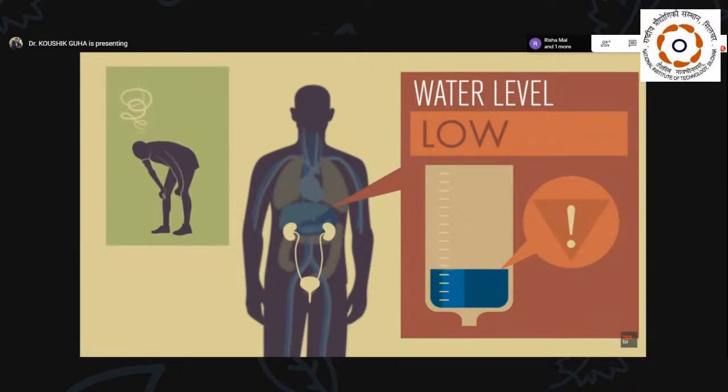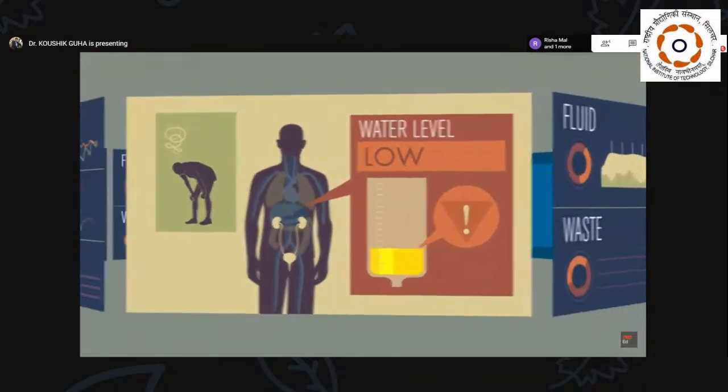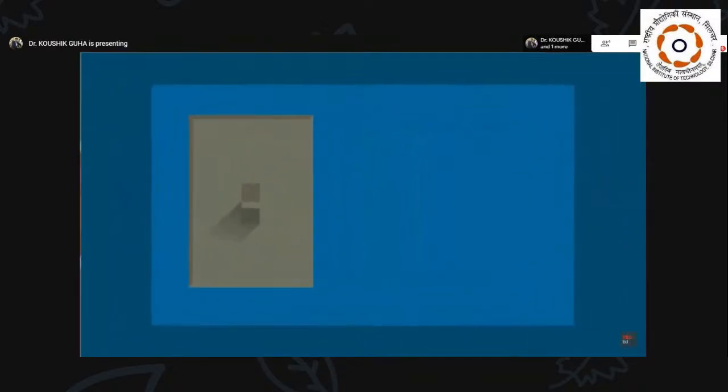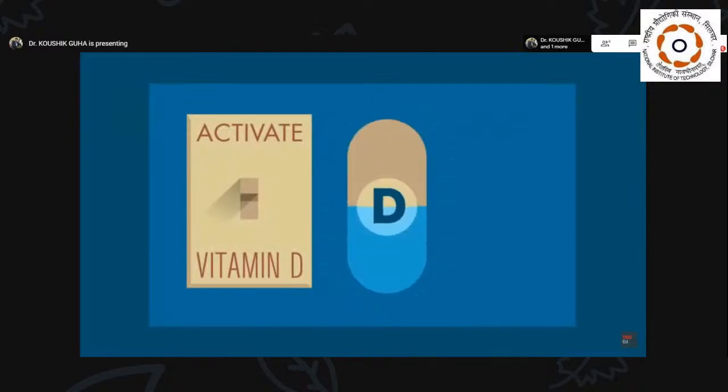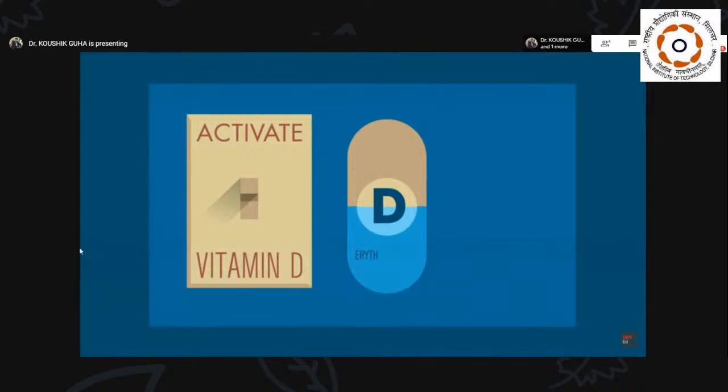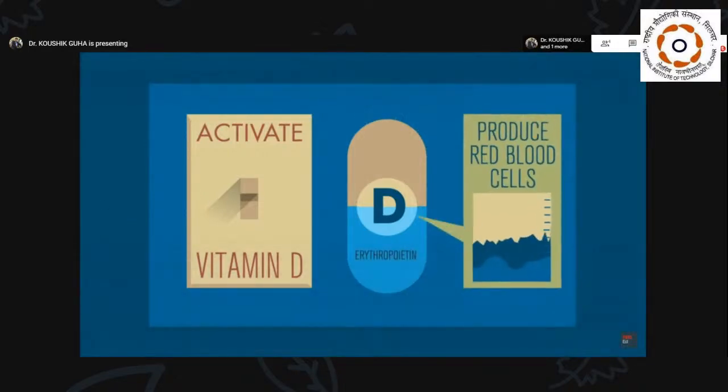This is why urine appears yellower when you're less hydrated. By controlling water, your kidneys stabilize the body's fluid levels. But this fine balancing act isn't the kidney's only skill. These organs have the power to activate vitamin D, to secrete a hormone called renin that raises blood pressure, and another hormone called erythropoietin, which increases red blood cell production.